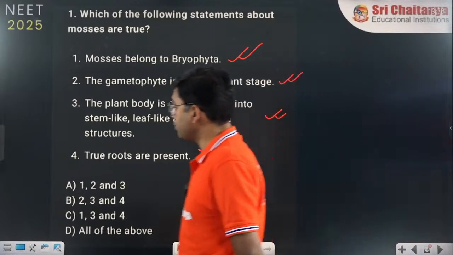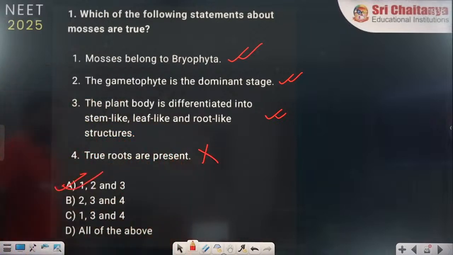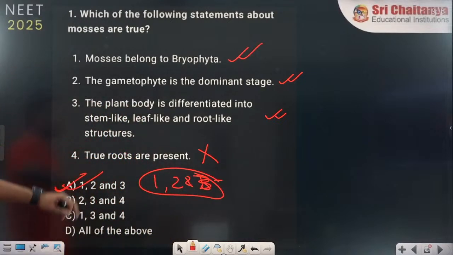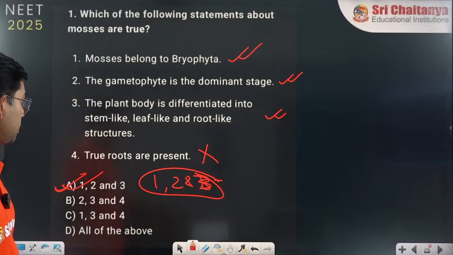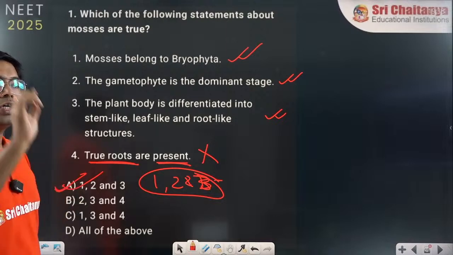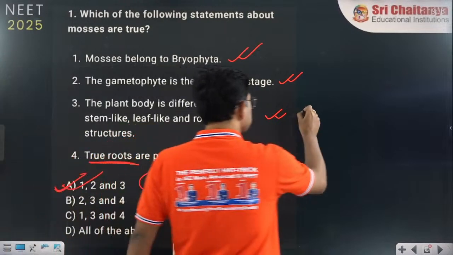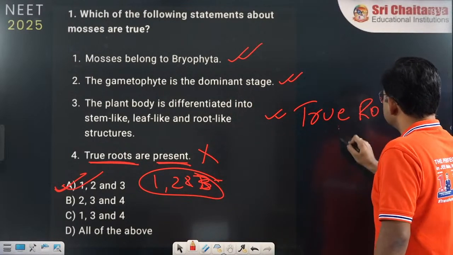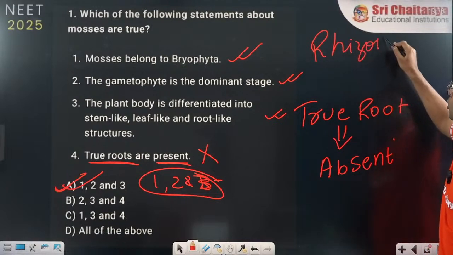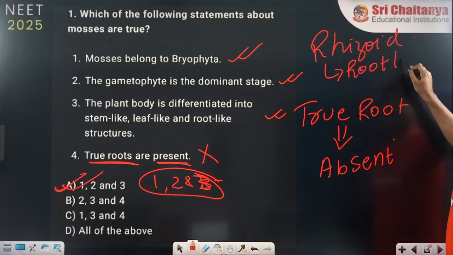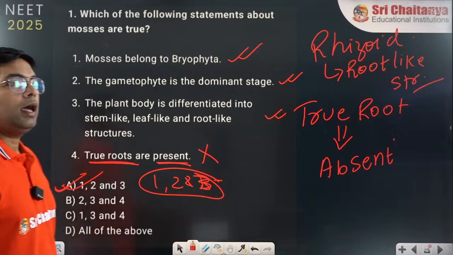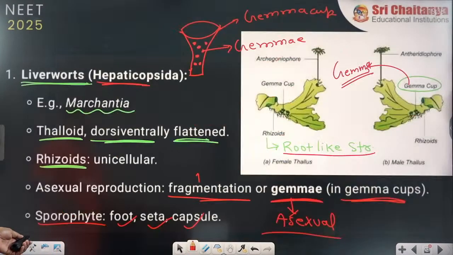So what will be the correct answer here? Which option? Correct answer will be A. 1, 2 and 3 are correct. Now some of you are mentioning D. All of the above is not correct because true roots are not present. Remember this, true root is absent. Instead of true root, what is present? Rhizoid is present. What is rhizoid? Rhizoid is a root-like structure, not root. They are not root, they are root-like structure. So correct answer will be A. Right, very good. So now let's see one more question which we have left here about mosses.